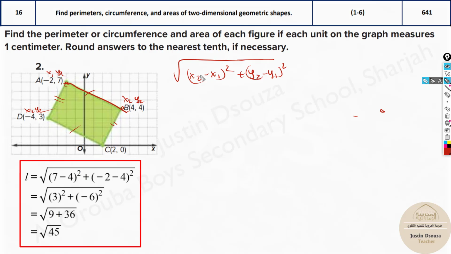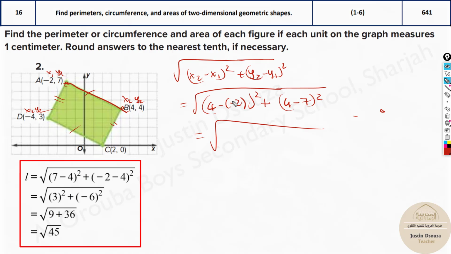Same A and B, I'll use this formula. It'll be the square root of x2, where I have considered x2 as 4 minus of minus 2, the whole square, plus y2, which is 4 minus 7, the whole square. If you simplify this, minus of minus will be plus. So it'll be 6 squared plus 7 minus 4 is 3, but it's negative 3, the whole square. It doesn't matter that it's negative 3, because it'll be positive anyways when you square any number. So it'll be 36 plus 3 squared is 9, and 36 plus 9 is 45. The square root of 45 is the answer.